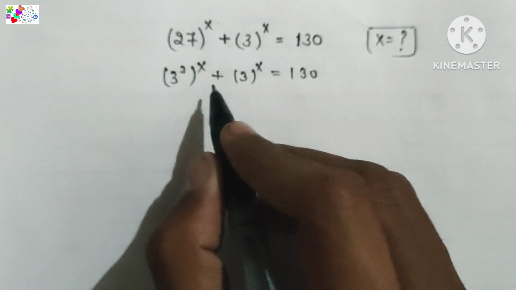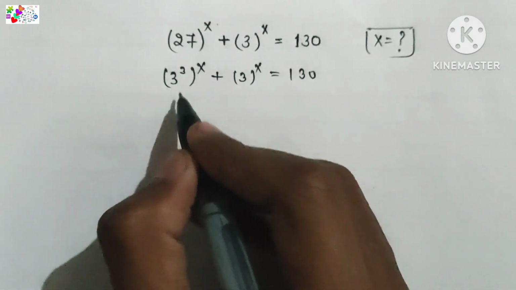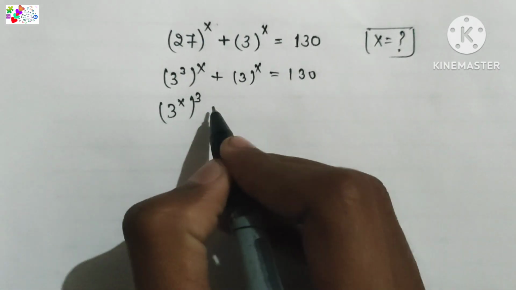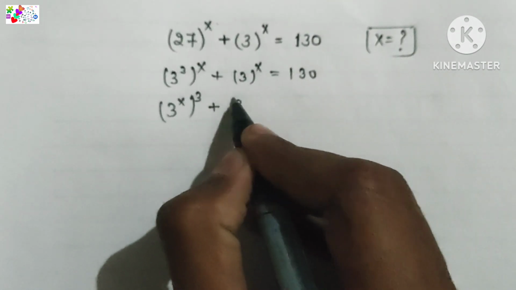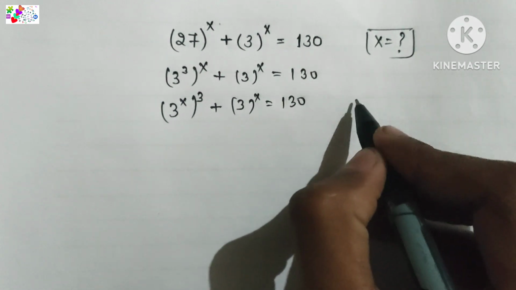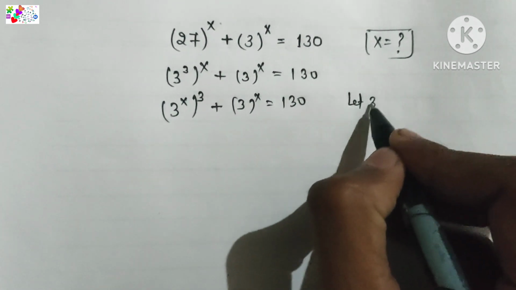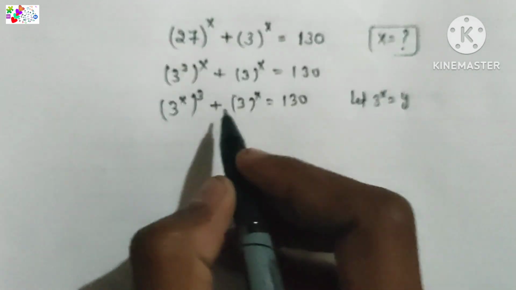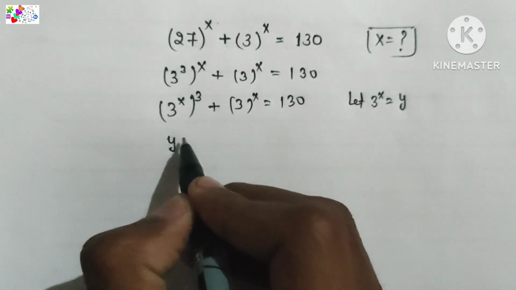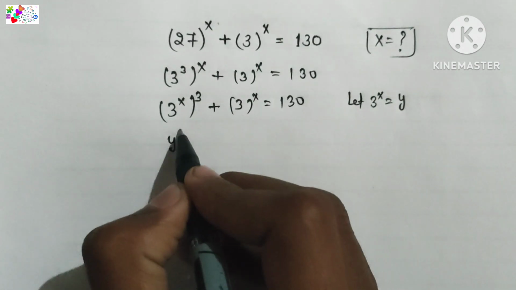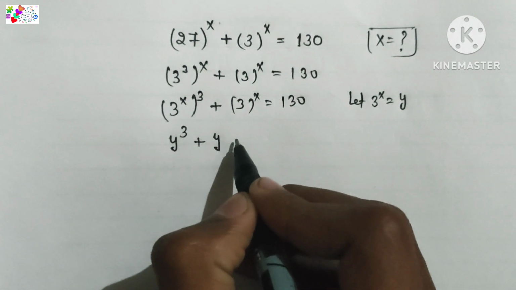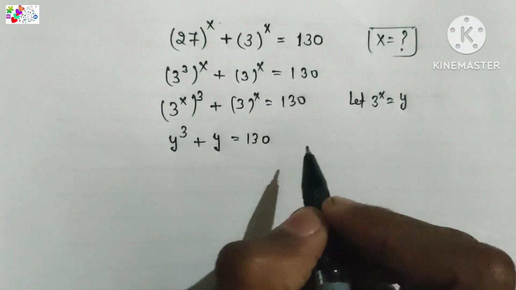After that, I know this is 3 to the power x, and the whole raised to the power x. I can write here 3 to the power x, as it is equal to 130. So now let 3 to the power x be equal to y. I will substitute y for 3 to the power x, so we get y cubed plus y, and this is 130.